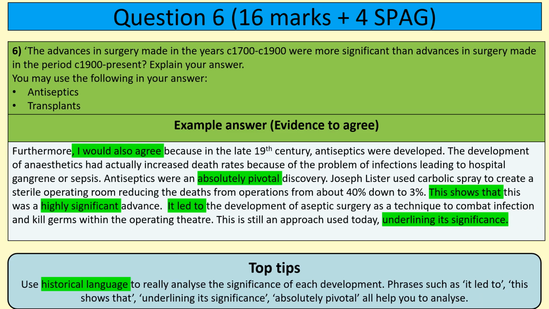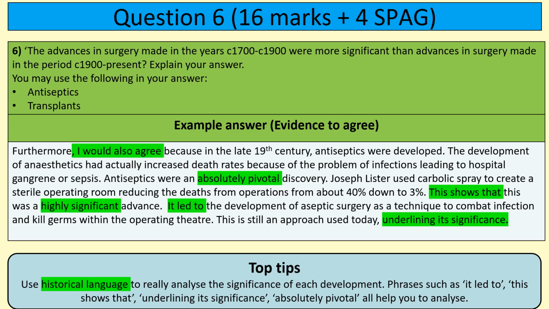Okay, another agree. Furthermore, I would also agree because in the late 19th century, antiseptics were developed. The development of anaesthetics had actually increased death rates because of the problem of infections leading to hospital gangrene or sepsis. Antiseptics were an absolutely pivotal discovery. Joseph Lister used carbolic spray to create a sterile operating room, reducing the deaths from operations from about 40% down to 3%. This shows that this was a highly significant advance. It led to the development of aseptic surgery as a technique to combat infection and kill germs within the operating theatre. This is still an approach used today, underlining its significance.